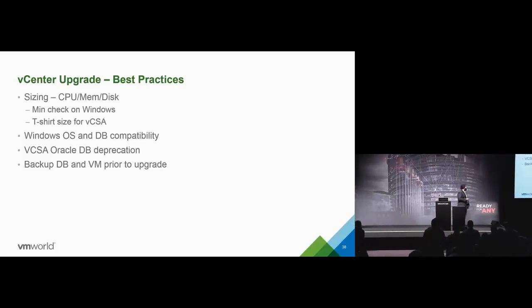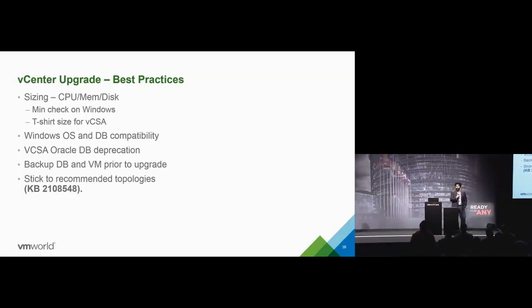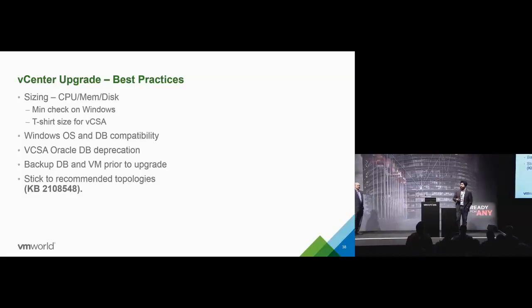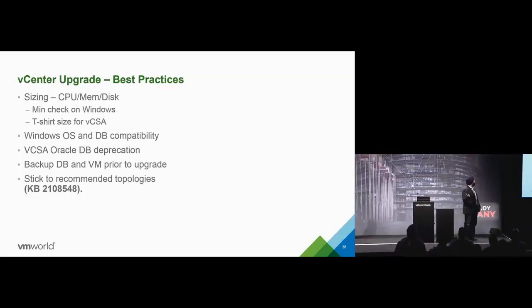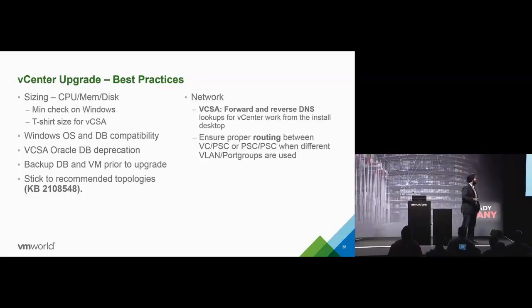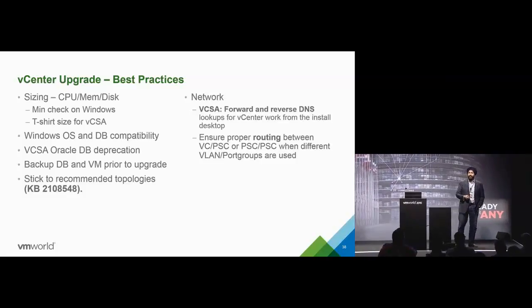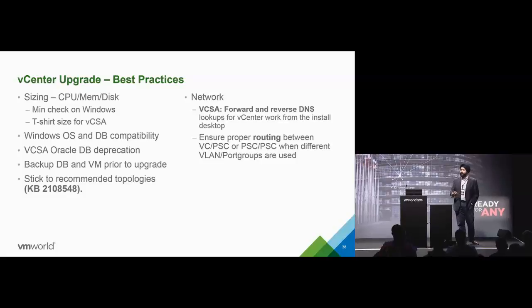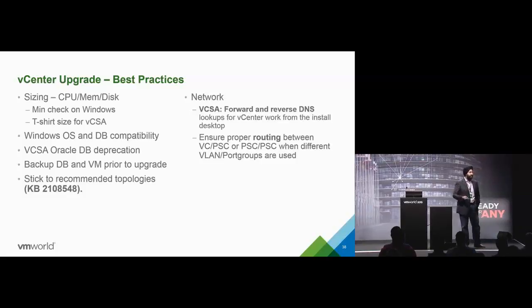Again, back up your DB and your VM prior to upgrade. Stick to the recommended topologies. There is also a great KB article that highlights the topologies that are recommended for vSphere 6.0. And again, network is really important for you to spend some time on so that you don't have a glitch. When we've done this with other customers, networking turns out to be the hardest problem. Firewalls and so on cause us a number of problems when we try to do an upgrade. So spend enough time making sure everything is connected up the way you expect it to be.